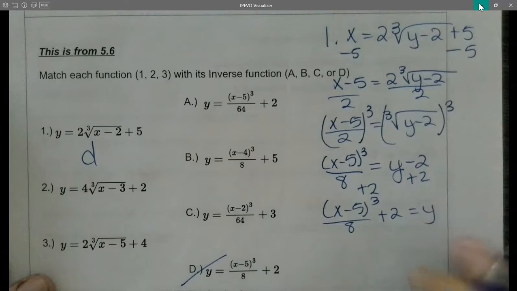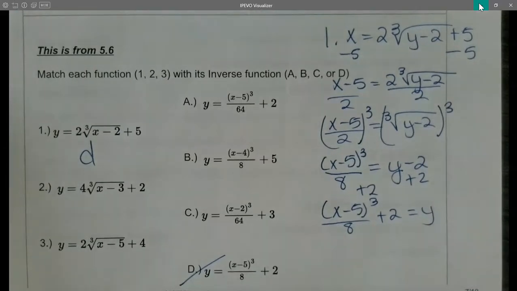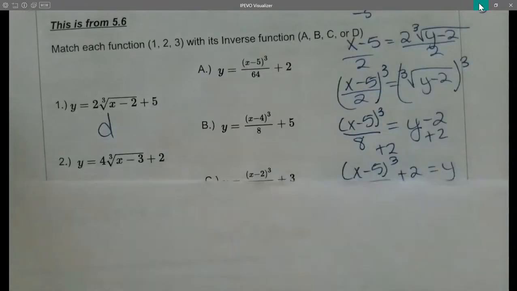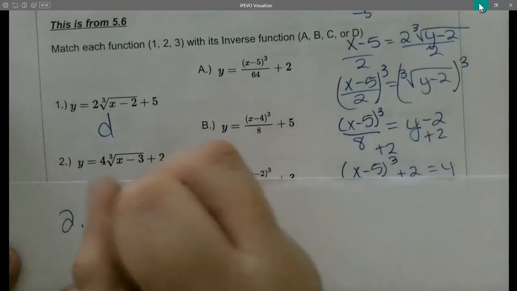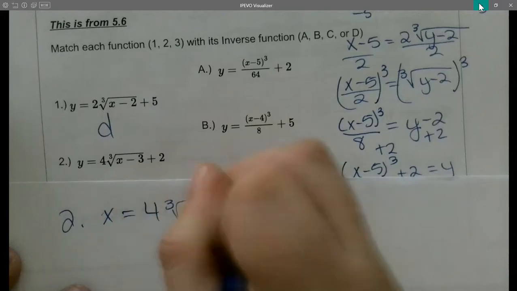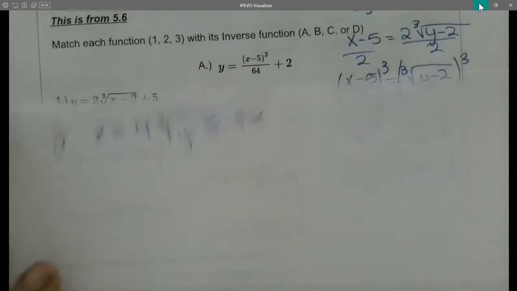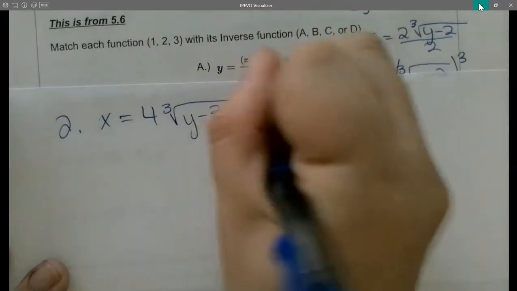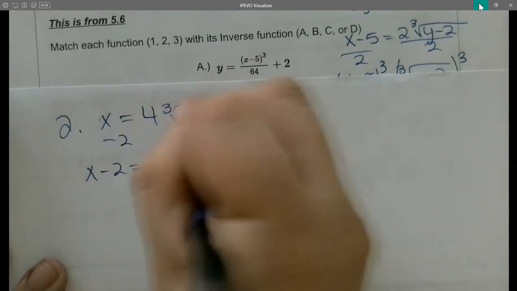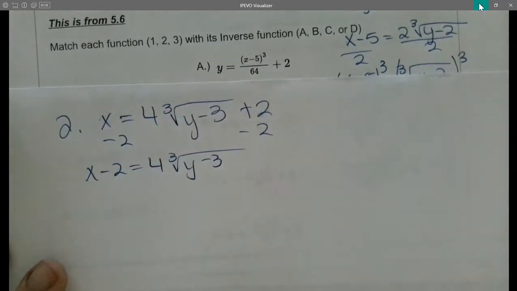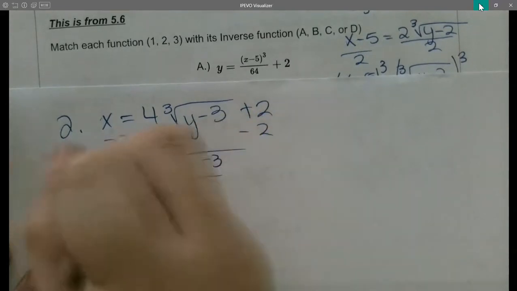Then I want to go ahead and do the same things for my other 2 radical equations. So just let me grab another piece of paper to keep working on. So number 2 was switching my x and y. I get x equals 4 cube root of y minus 3 plus 2. I want to start by subtracting 2 on both sides. I have x minus 2 equals 4 cube root of y minus 3. Then I want to divide both sides by 4.